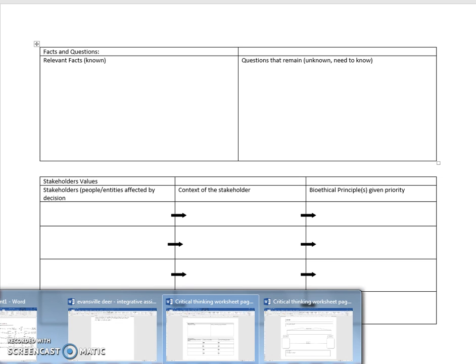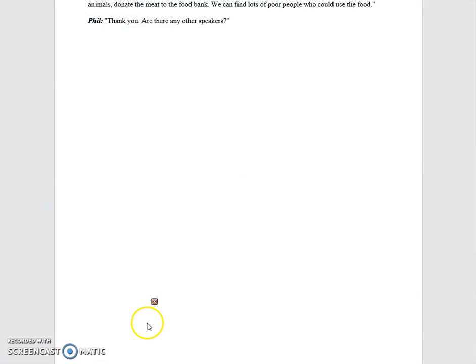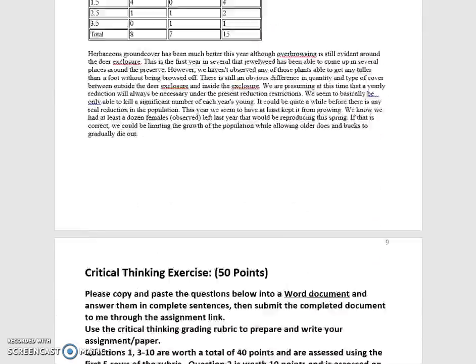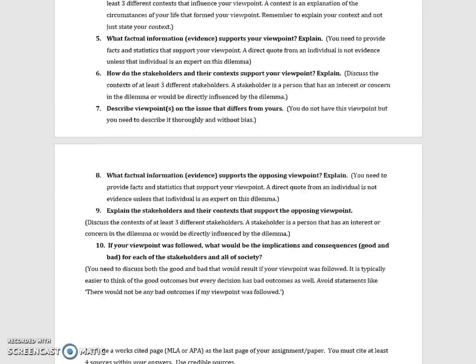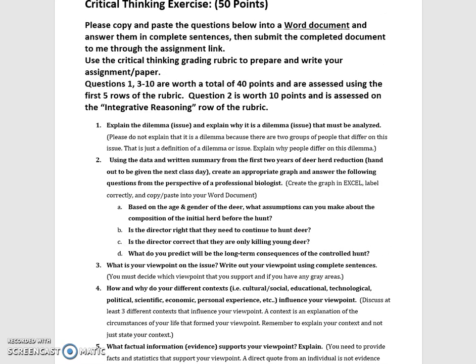Then what they have to do, there it is in the critical thinking assignment. What I did this year was the critical thinking assignment is 9 questions, and then I added a 10th question, which is question 2 here, for the integrative.